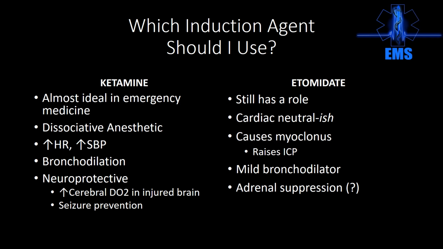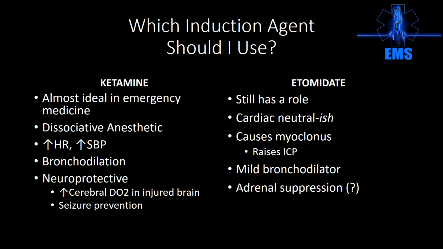It also is a pretty potent bronchodilator, and it causes secretion of mucus, so it's a mucociliary agent. But probably most important is it's a neuroprotective agent. It increases the delivery of oxygen to injured cerebral tissue, or what's called the DO2. And by blocking an excitatory neurotransmitter called MDMA, it will help with some seizure prevention. So really, there's not a lot that ketamine doesn't do for the vast majority of the patients that we take care of. Now, etomidate still has a role.